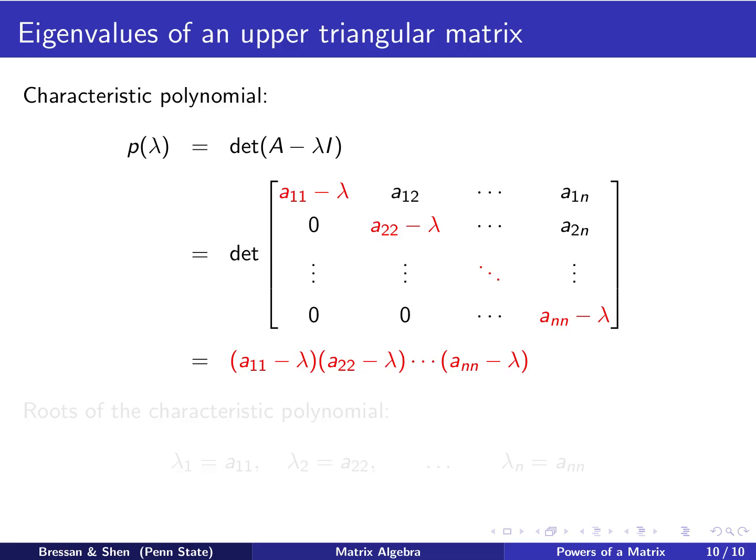Then the determinant of a matrix like this, which is also upper triangular, would be just the product of all the diagonal elements. And this is so convenient that it's already written in factorized form. So finding roots will be very simple. Each term will contribute a root, and therefore they are exactly all the eigenvalues. So lambda 1 is a11, lambda 2 is a22, and lambda n is ann.